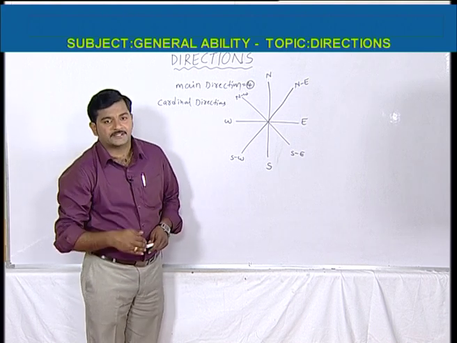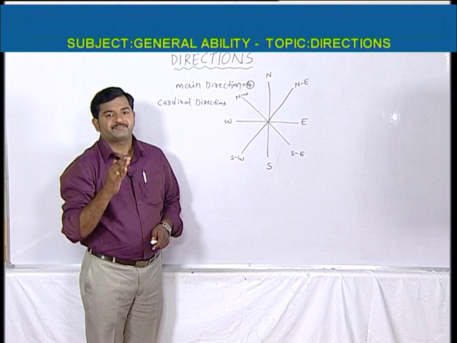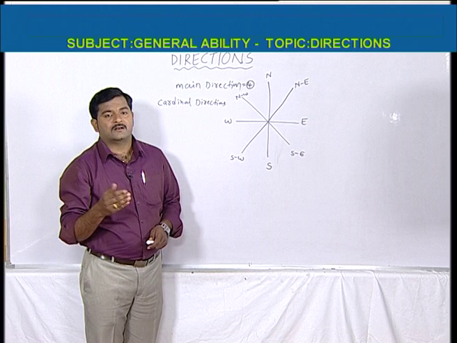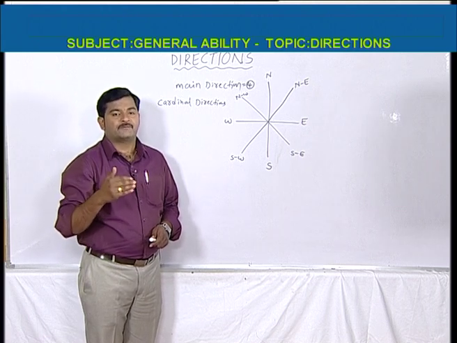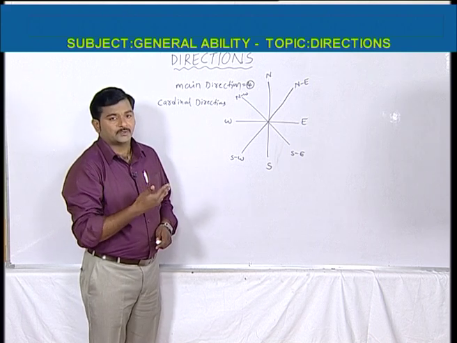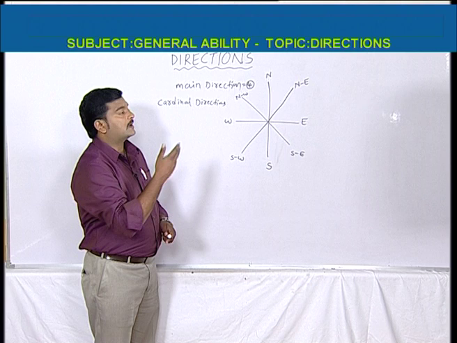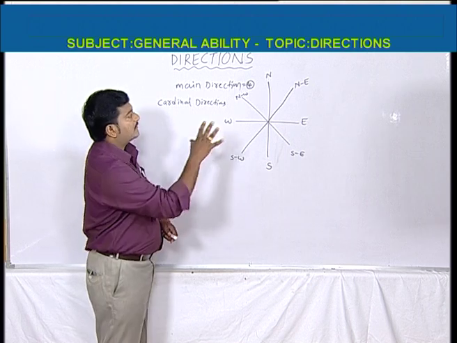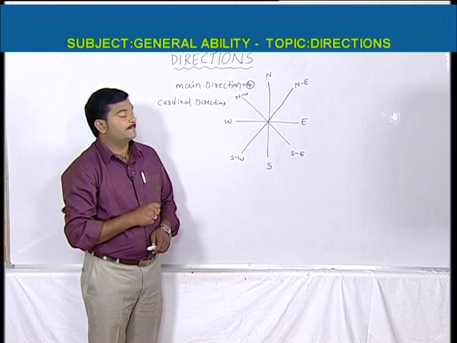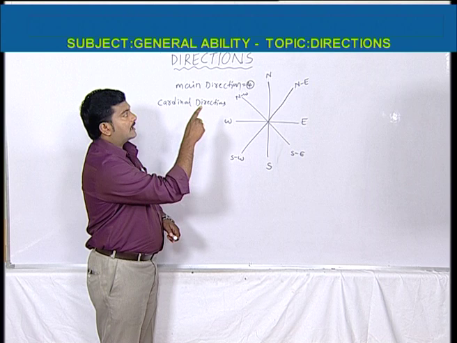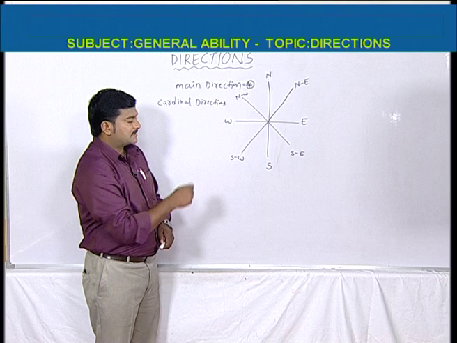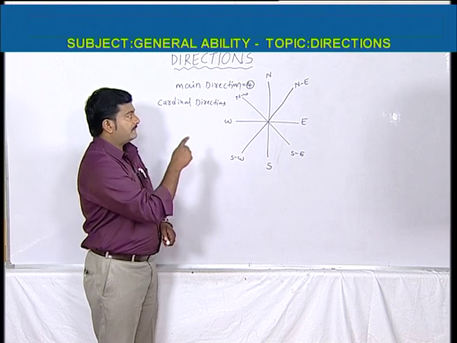Apart from these 8 directions, 4 are main directions, which are north, east, south and west, and another 4 are cardinal directions: northeast, southeast, southwest and northwest. You need to have a clear idea about these directions. One more thing: just observe the main directions, north and east, similarly east and south, similarly south and west, and west and north.